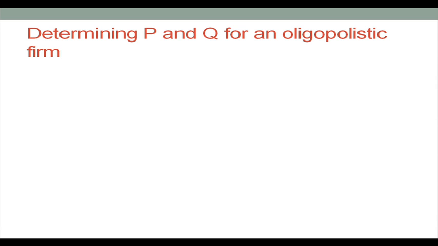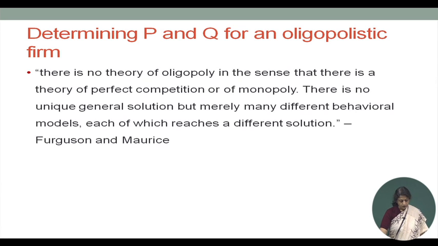So, determining P and Q for an oligopolistic firm. I quote Ferguson and Morris by saying that there is no theory of oligopoly in the sense that there is a theory of perfect competition or of monopoly. There is no unique general solution, but merely many different behavioral models, each of which reaches a different solution.